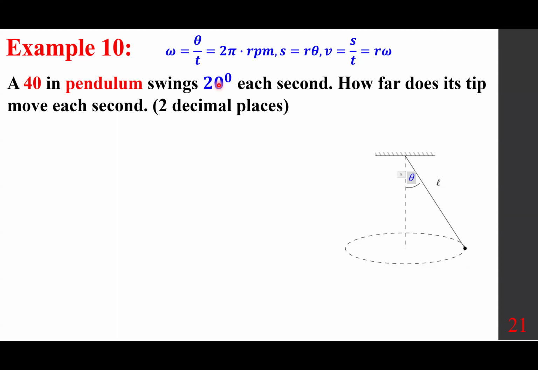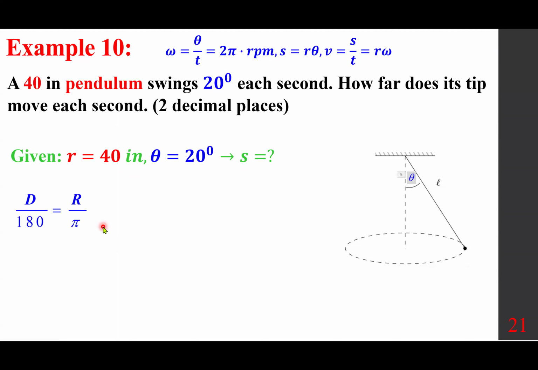And how far does it move? That means S, the arc length. So R is 40, the proper units inches. Theta is 20 degrees, and we are interested in calculating S. And again, first we have to change this to radians by any method. D over 180 equals R over pi, or times pi over 180. Either way, we get to the answer in radians, which is pi over 9. You want to do the rounding at the end, so keep it as pi over 9.